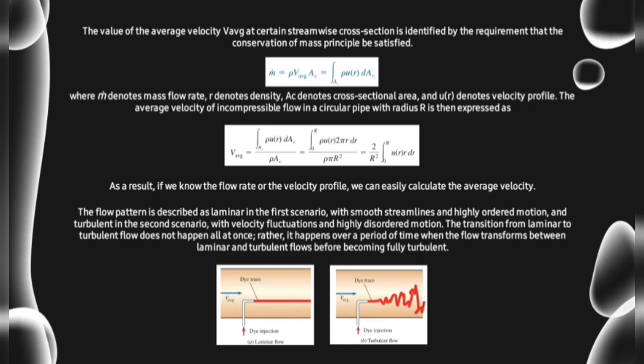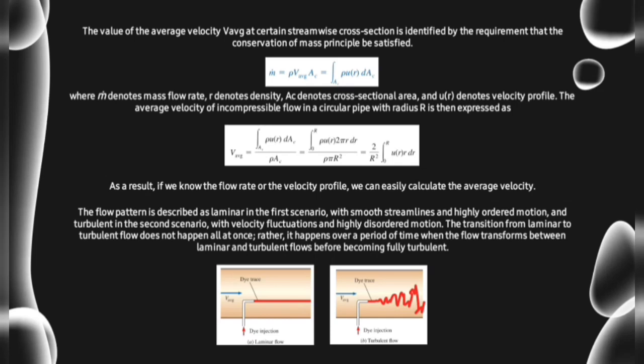of mass principle is satisfied, where m dot denotes mass flow rate, rho denotes density, Ac denotes cross-sectional area, and u(r) denotes velocity profile. The average velocity of incompressible flow in a circular pipe with radius R is then expressed as the equation below. As a result, if we know the flow rate or the velocity profile, we can easily calculate the average velocity.